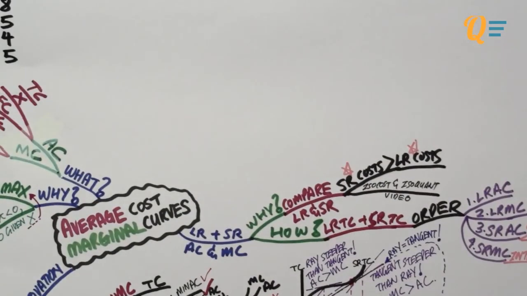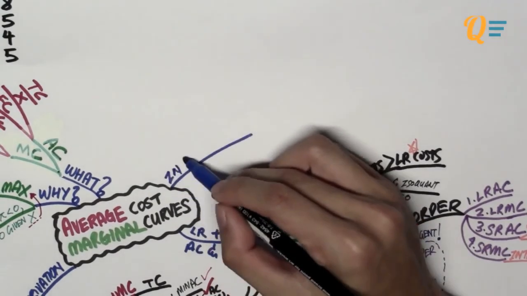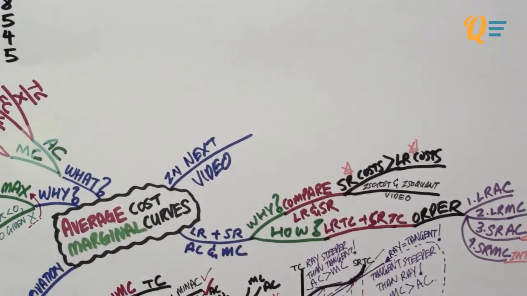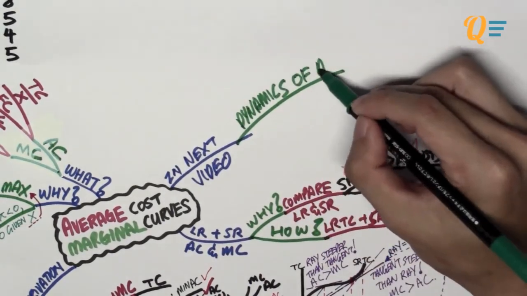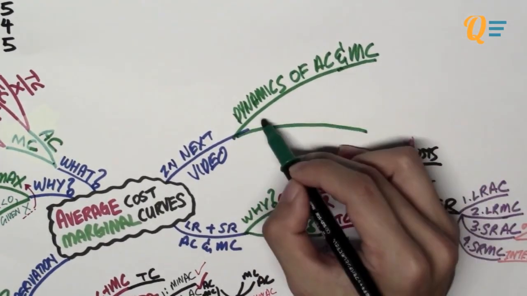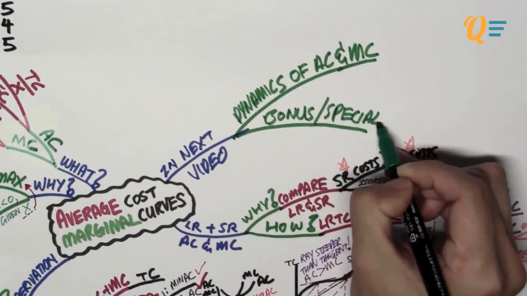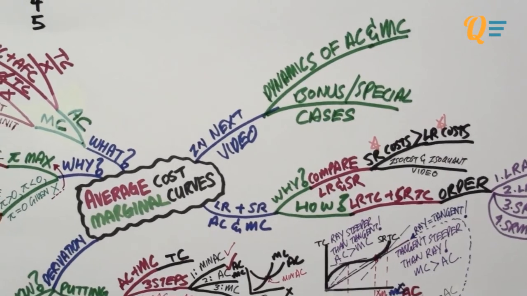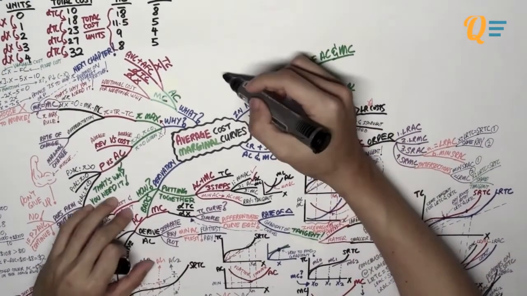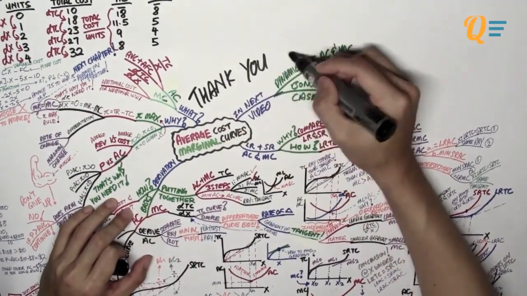We have passed the half an hour mark and I'm sure some of you might be pretty tired, so I'm just going to stop here and give you a little bit of a preview of what's happening next. In the next video, we'll be talking about the dynamics of the AC and MC, and we'll be going through some of the bonus materials as well as the special cases. So this video and the next video are going to be very important for you, so I suggest you rewatch this so that you'll be ready for market structures.